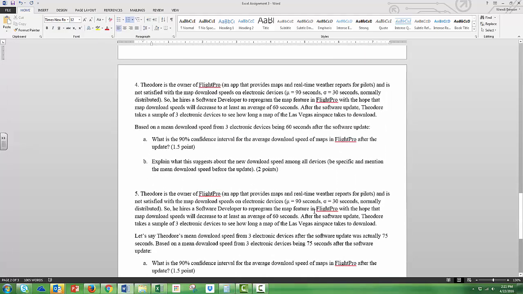So now we get into a situation where we're trying to figure out the confidence interval. Excel has a really nice function that allows you to do the confidence interval, so I'll show you how to use that. Let's say that the mean download speed was 60 seconds among these 3 devices after the software update, right? So now we want to estimate, what do we think the true population mean is? Or what range do we think that true population mean of all devices falls into after the software update? We're going to use a 90% confidence interval.